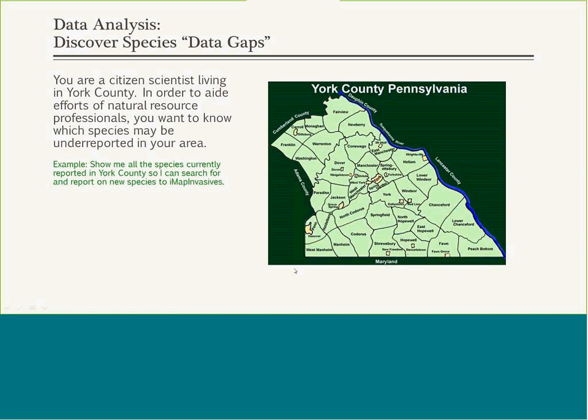Here's another example. So maybe you want to know about data gaps for certain species. So maybe we have information that you know is missing. You want to help to fill that in as far as building our distribution maps. So an example would be that you're a scientist, you live in York County, and aid the efforts of natural resource professionals in your county. Know which species may be underreported. Okay, so for this example, we'll say, show me the species currently reported in York County, so I can search for and report on any new species to iMap.